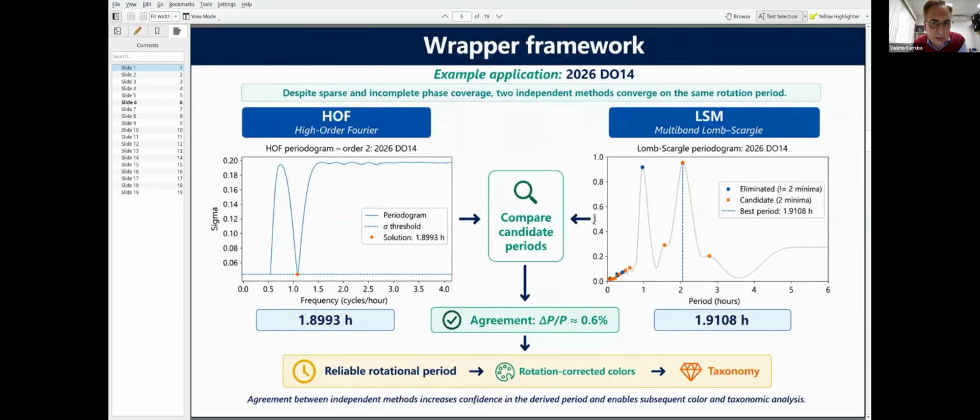This is 2026 DO13, which is an asteroid in the science validation data. We get a period of 1.88993 hours from the high-order Fourier and 1.9108 hours from the multiband Lomb-Scargle method. So there is an agreement beyond 0.6%. We consider this a reliable rotation period. And then we can obtain the rotation corrected colors and proceed to taxonomy.